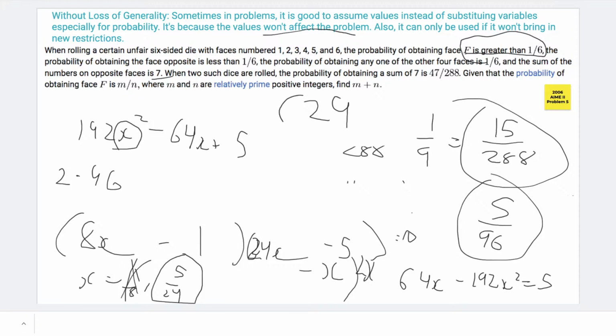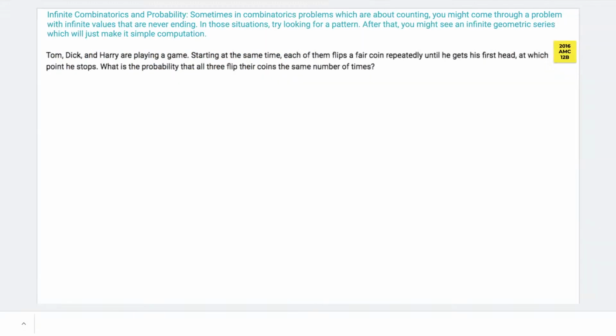Now let's move on to the next problem. Now for infinite combinatorics and probability, usually you look for problems where you count them, and then you might just have infinite values which are never ending.